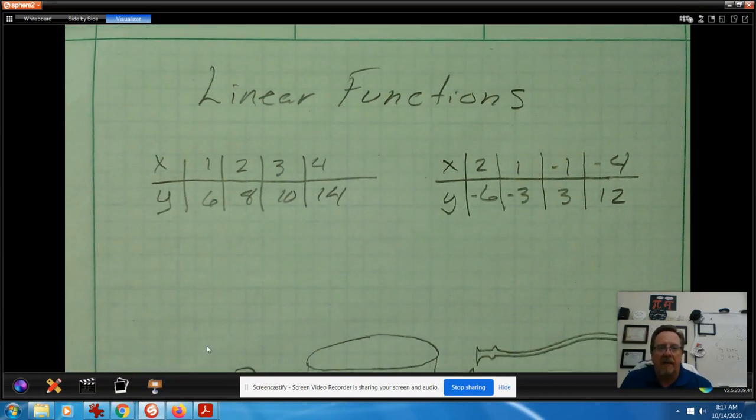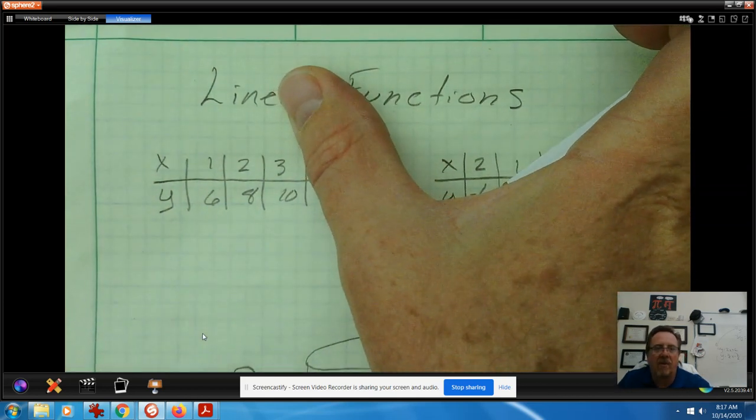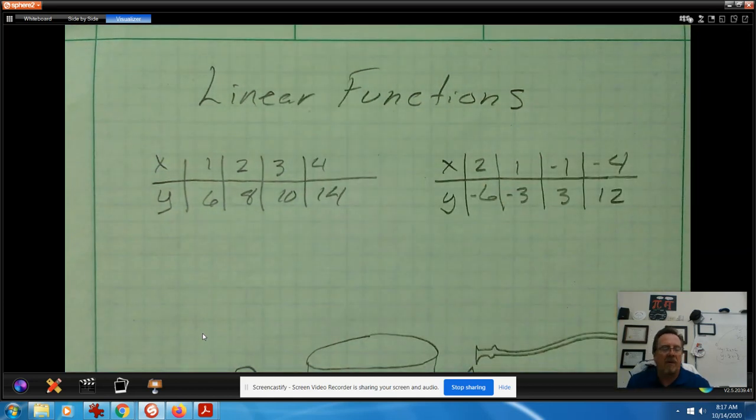3.4 talks about linear functions, and linear has as a root the word line, and that's important because linear functions are functions that when we put them on a coordinate plane would make a line, a nice straight line, when we graph them. And later on, we'll get into graphing linear functions. But this is just kind of an introduction into what a linear function is.